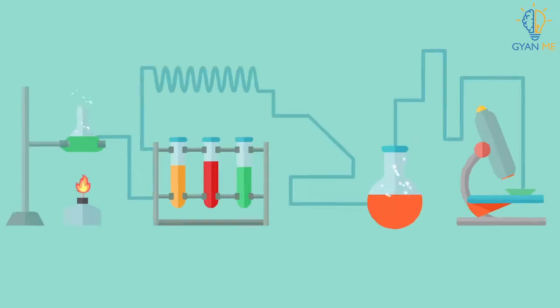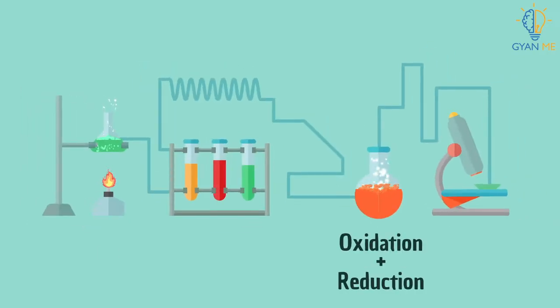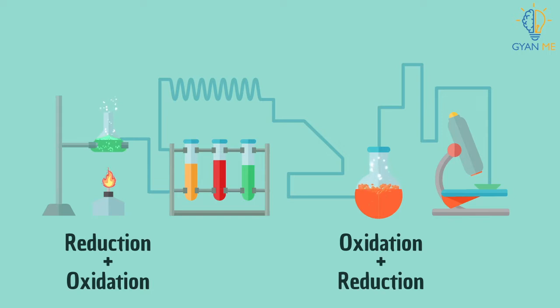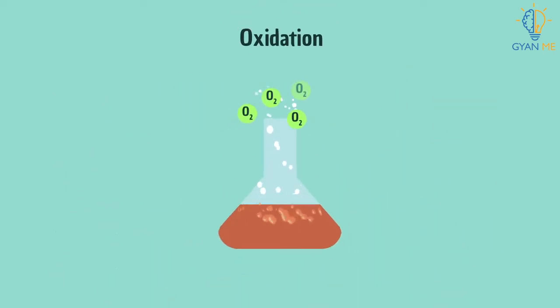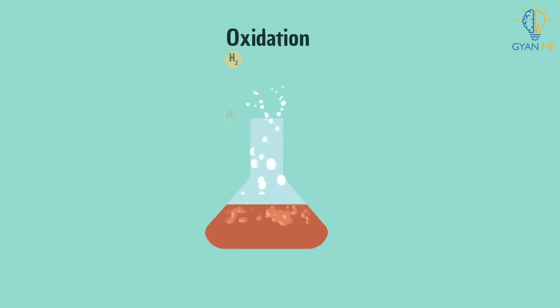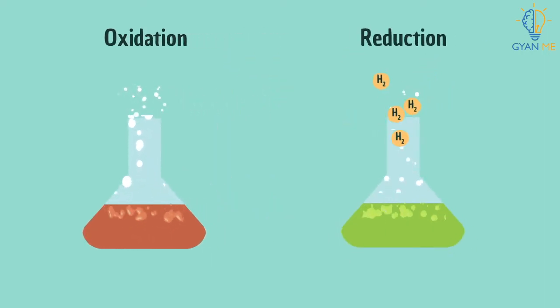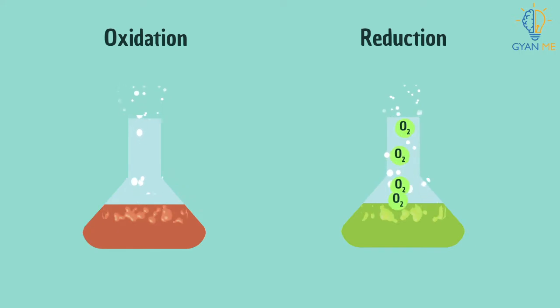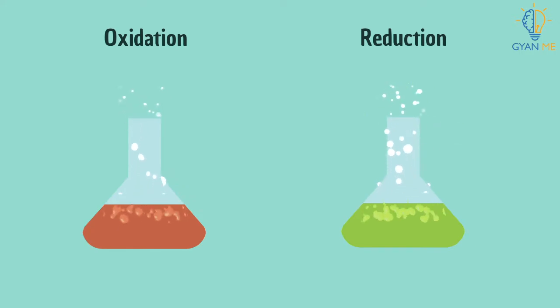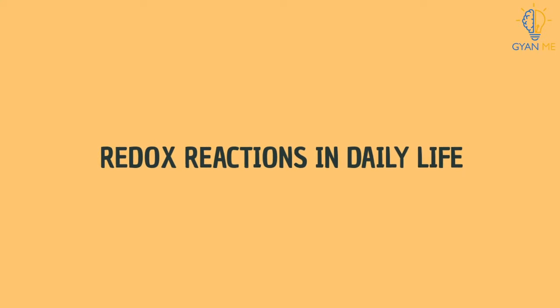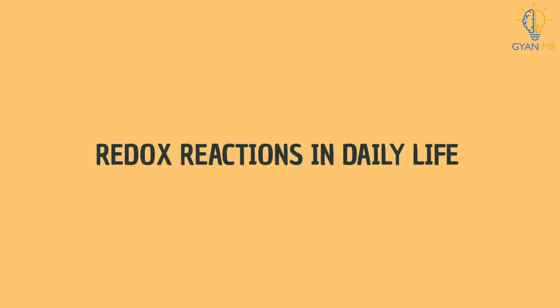We have already learnt that in any reaction, oxidation and reduction occur together, and hence the term reduction and oxidation together called redox. You also know that oxidation involves addition of oxygen or removal of hydrogen, while reduction involves addition of hydrogen or removal of oxygen.